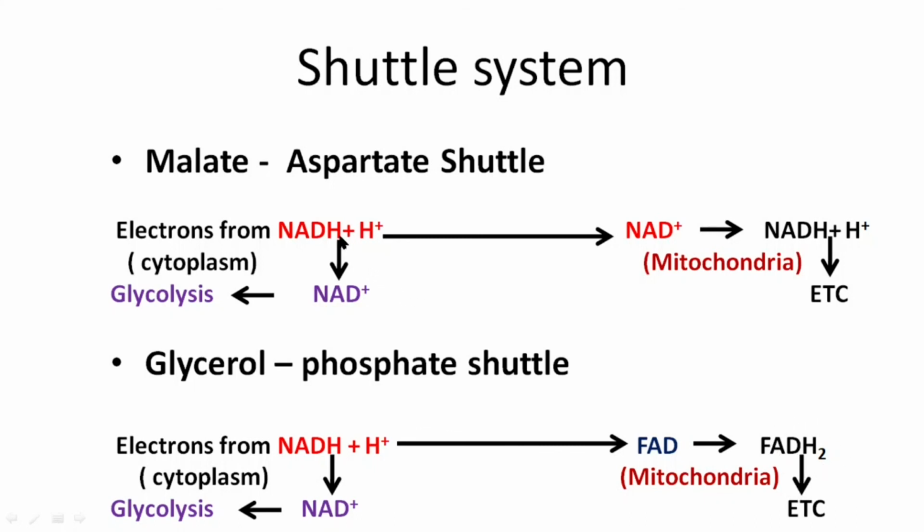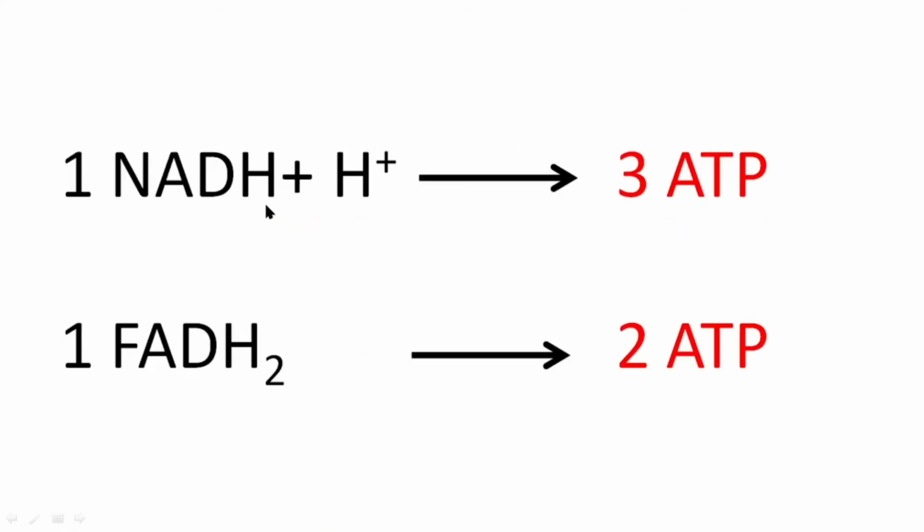This is how electrons from reduced NADH that are produced during the process of glycolysis enter into mitochondria. In mitochondria, in the inner membrane, they enter into electron transport chain and are utilized for synthesis of ATP molecules by oxidative phosphorylation. When electrons from NADH enter into electron transport chain, there is synthesis of 3 ATP molecules by oxidative phosphorylation. Similarly, if electrons from FADH2 enter into electron transport chain, there is production of 2 ATP molecules by oxidative phosphorylation.